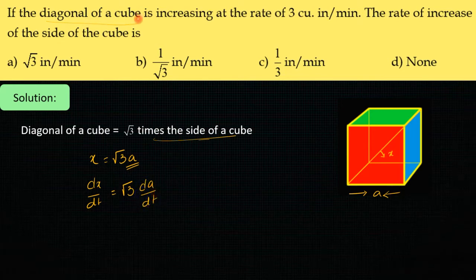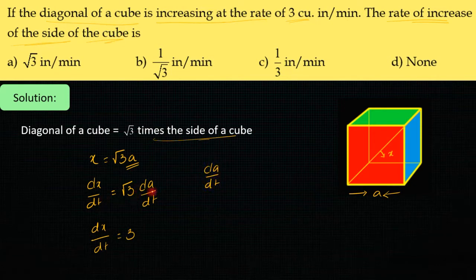Given the diagonal of a cube is increasing at the rate of 3 cubic inches per minute, that is dx by dt is equal to 3. Now we have to find the rate of increase of the side of the cube, that is dA by dt.